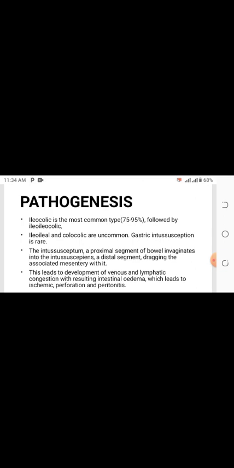After this, we shall have development of venous and lymphatic congestion, with resulting intestinal edema, which may lead to ischemia and could lead to perforation, and patients could come with features of peritonitis like abdominal guarding or abdominal rigidity.